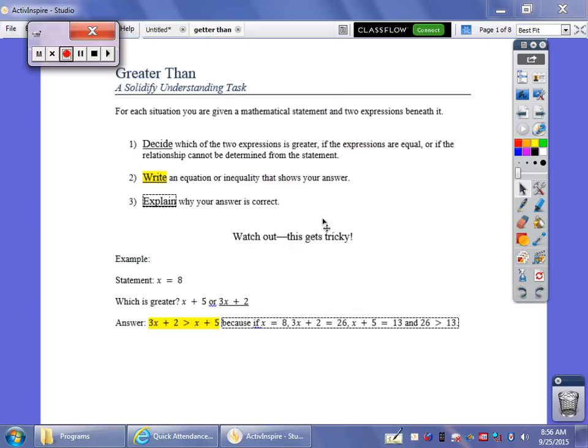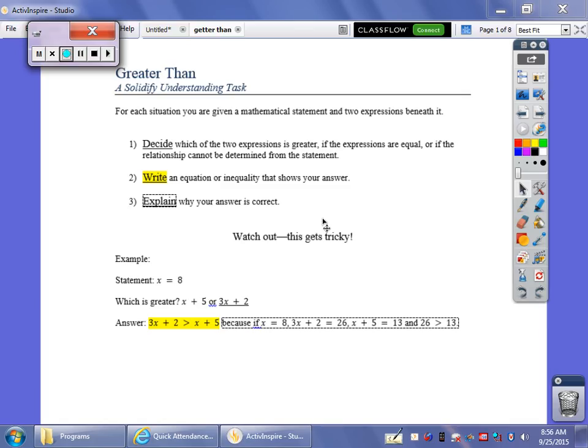Okay, today we're going to be talking about greater than, which value is greater than. So when we're given two different values, which one will be greater than the other. So we have three things. We're going to decide which of the two expressions is greater, if the expressions are equal, or if the relationship cannot be determined from the statement.